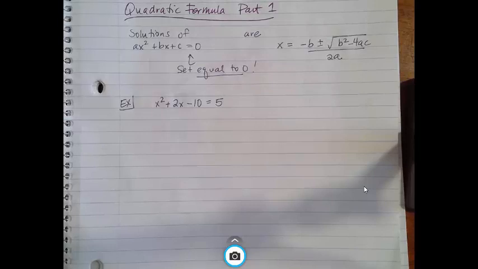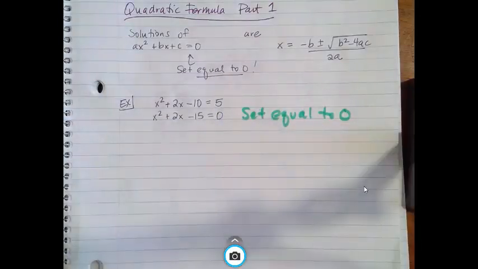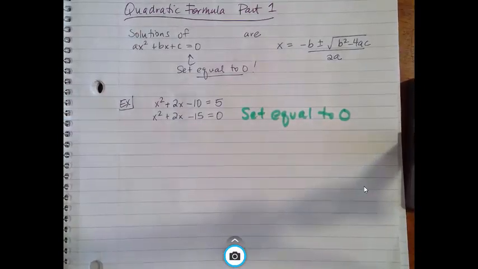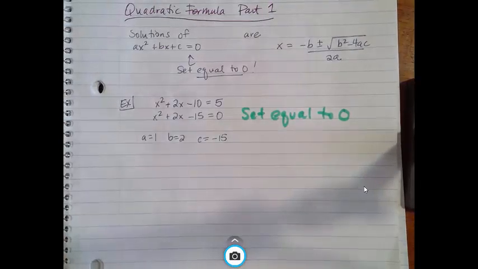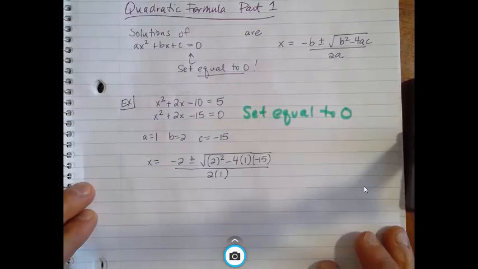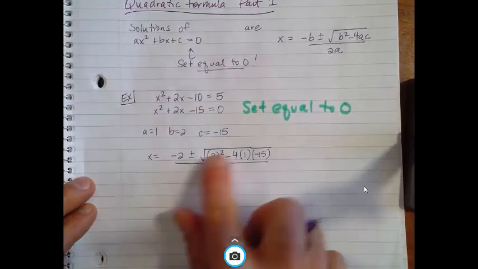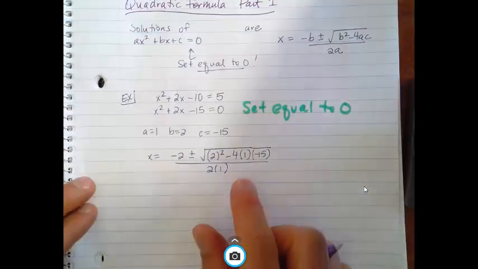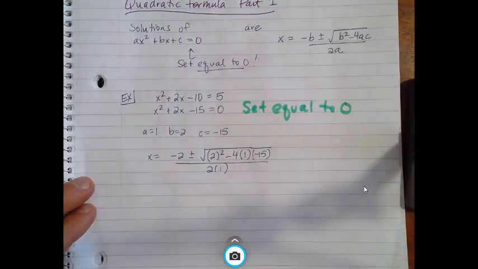x squared plus 2x minus 10 equals 5. The first thing we're going to do is set equal to 0, and then identify what the a, b, and c are. Be careful with signs. Now we just plug into our formula. That's all there is to that. We just simplify from here using our square roots from yesterday.